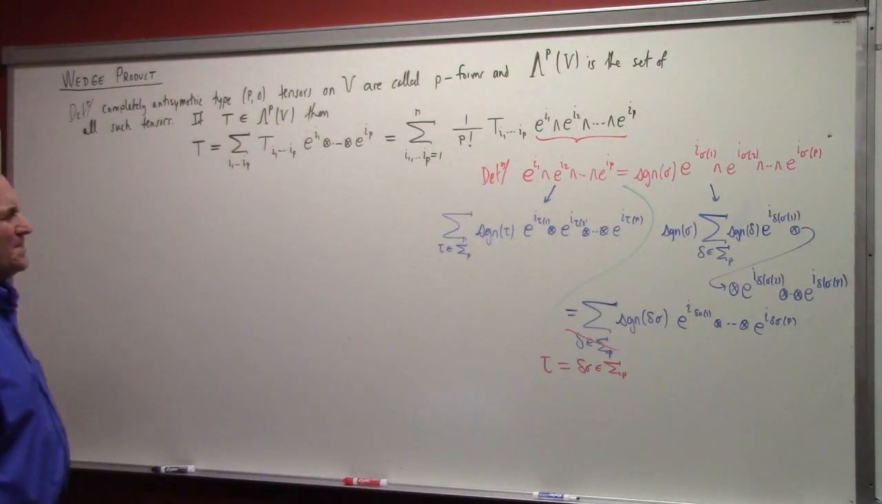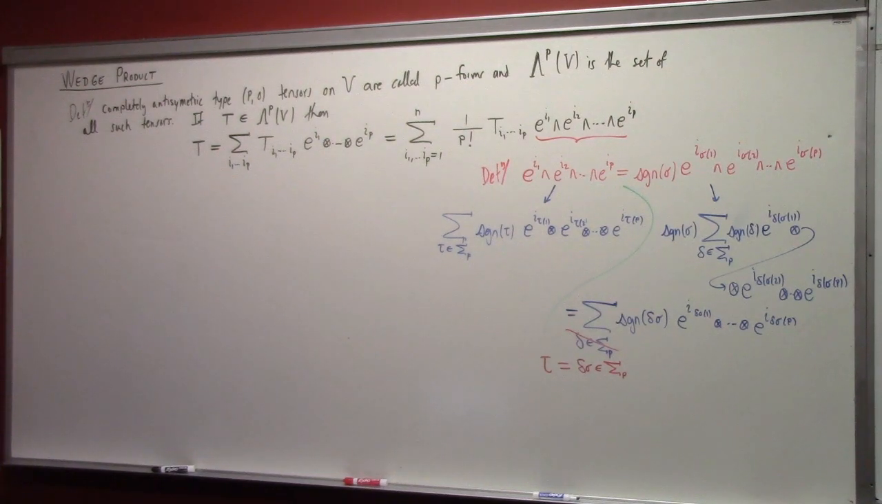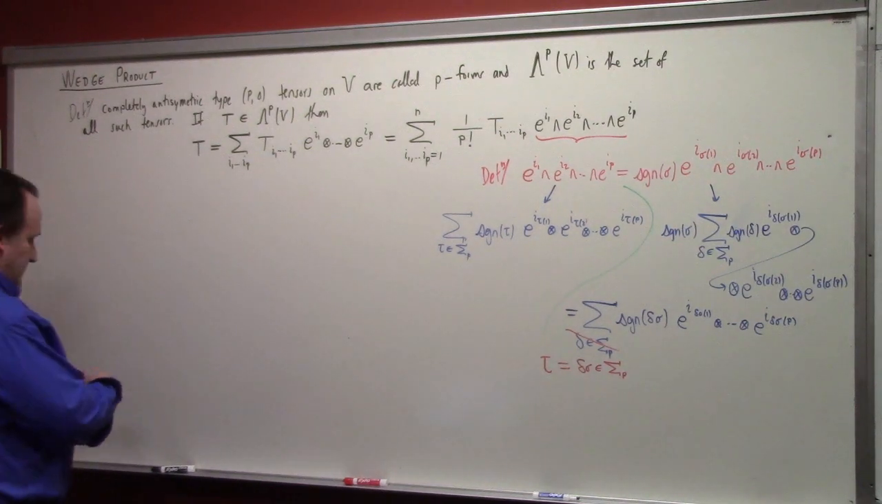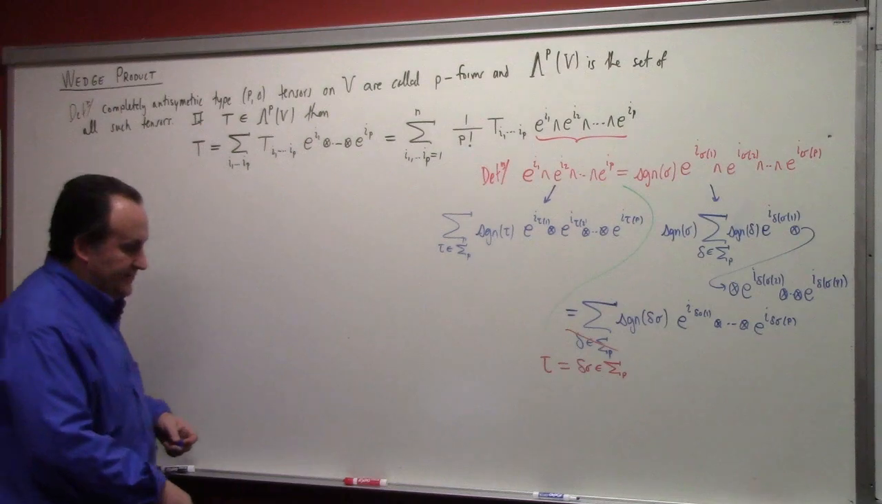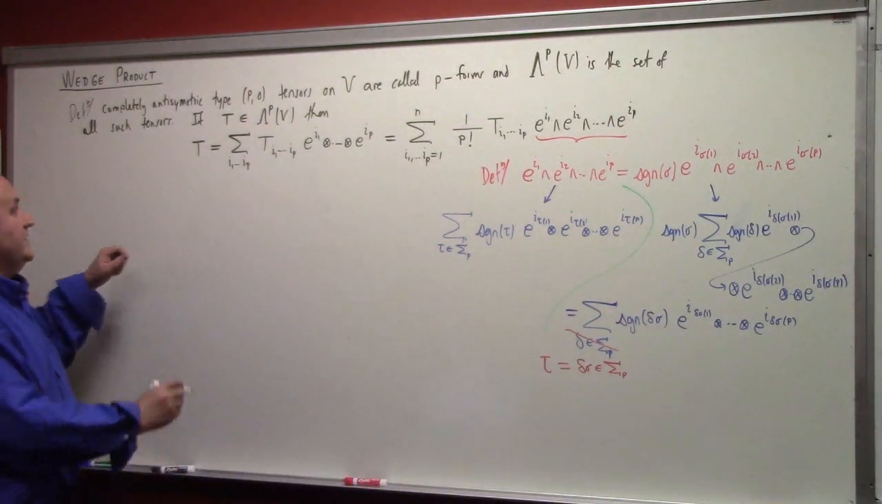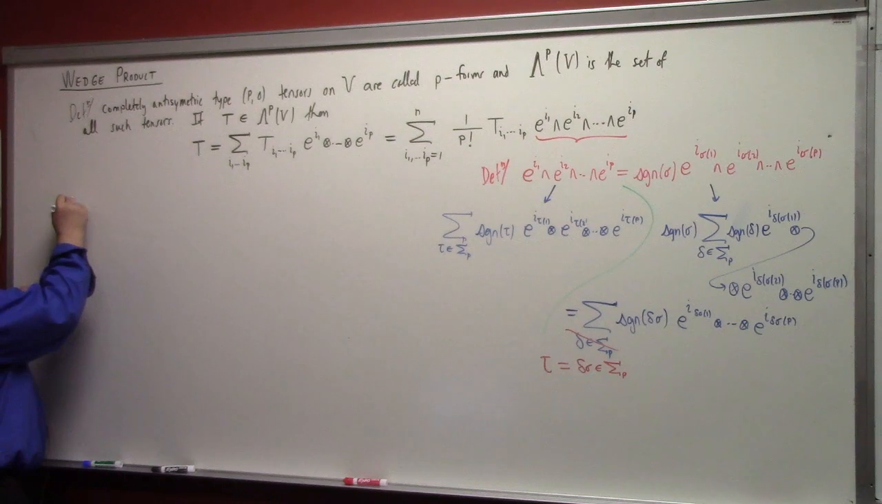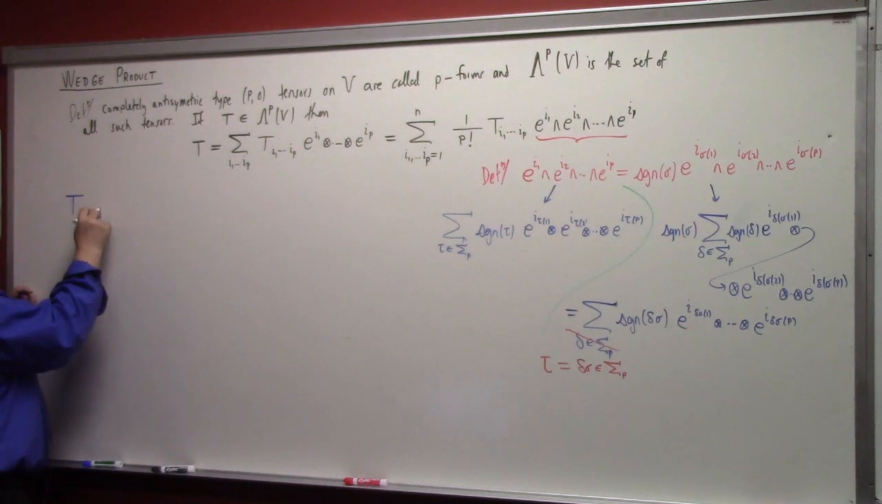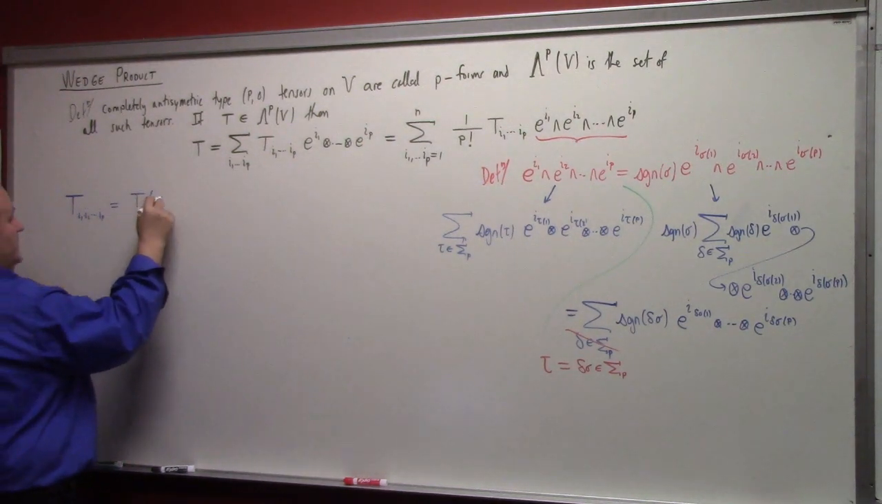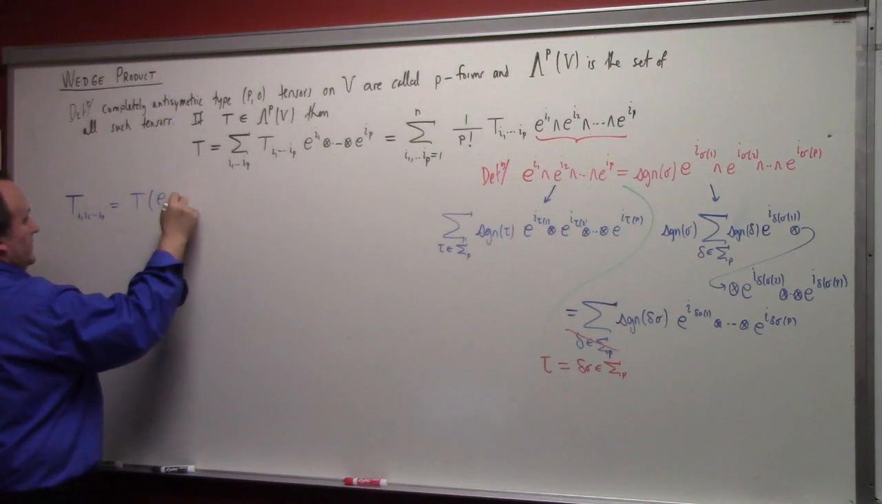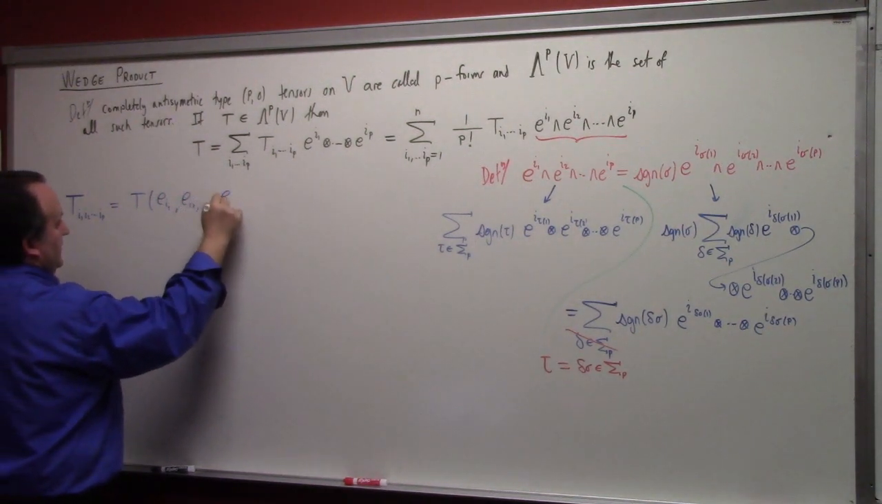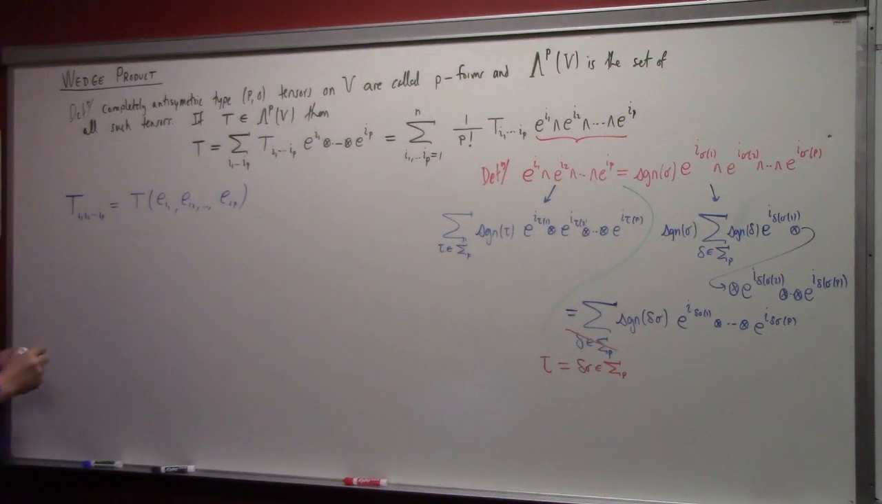All right, fine. Let me just work it out. So what was our formula for T? T of i1, i2, and so on up to ip. Well, that's equal to T of e_i1, e_i2, up to e_ip, right? We had that from the other day, yeah?